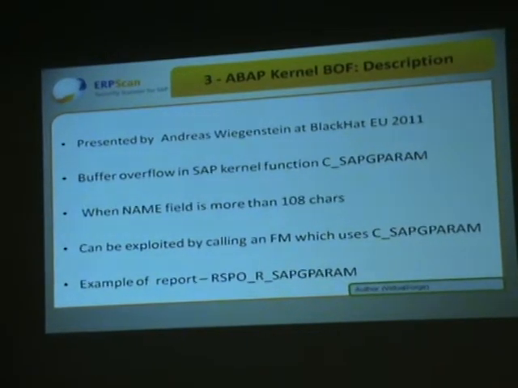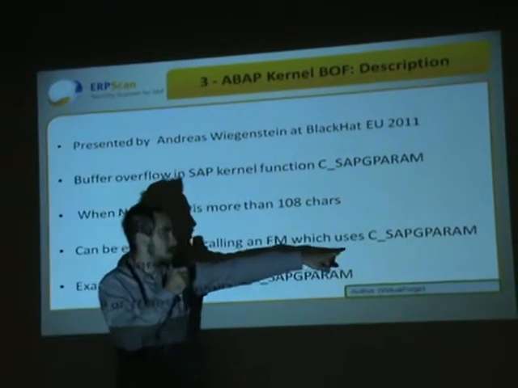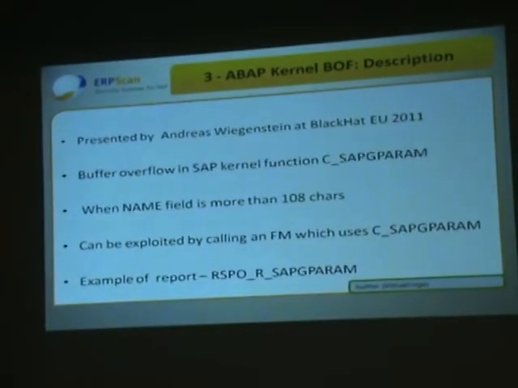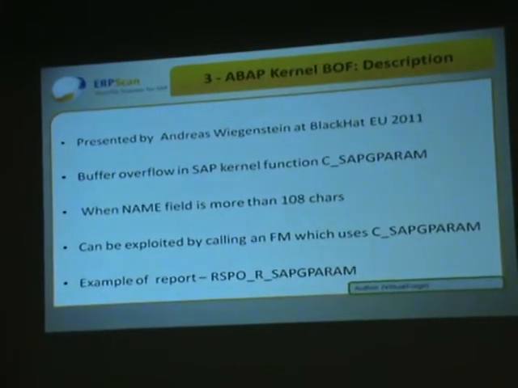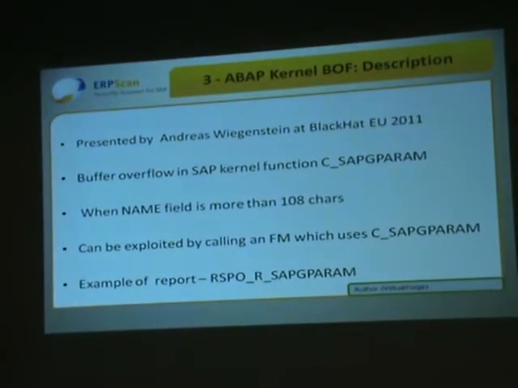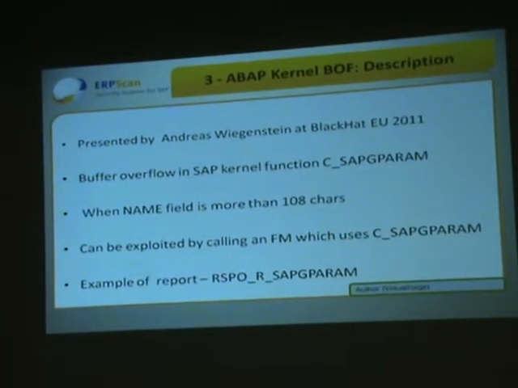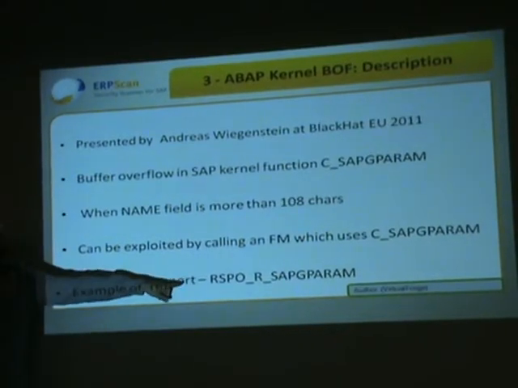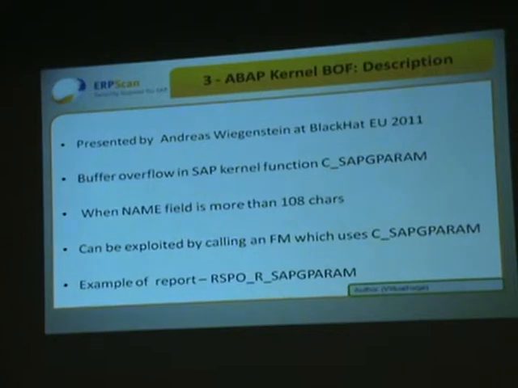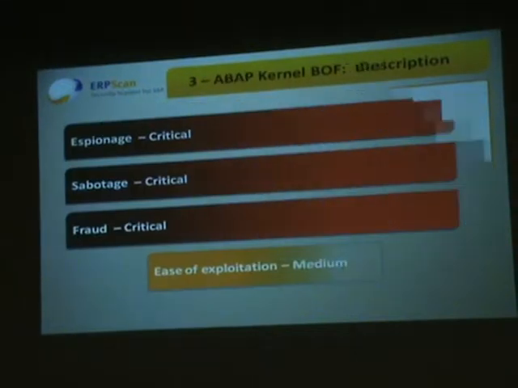But the other thing that the guy found is that there is one function method which is calling the vulnerable kernel method. So to exploit this vulnerability, you should input a big name parameter in this program, and this program will call the kernel method, and the buffer overflow will appear. So it's just an interesting way.